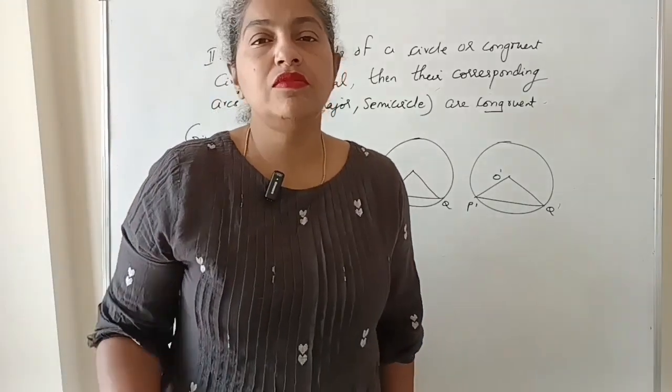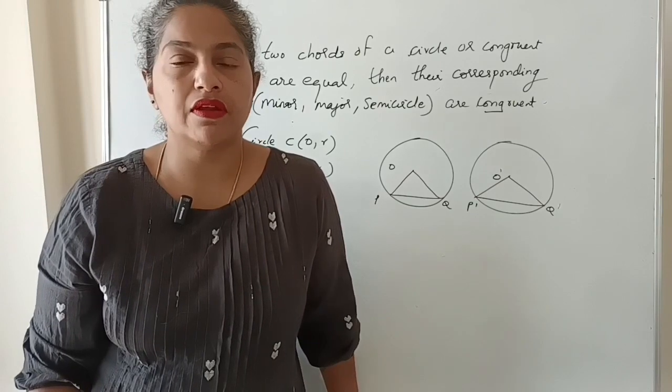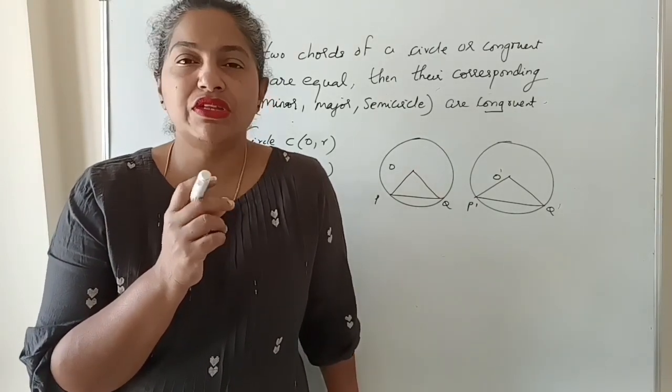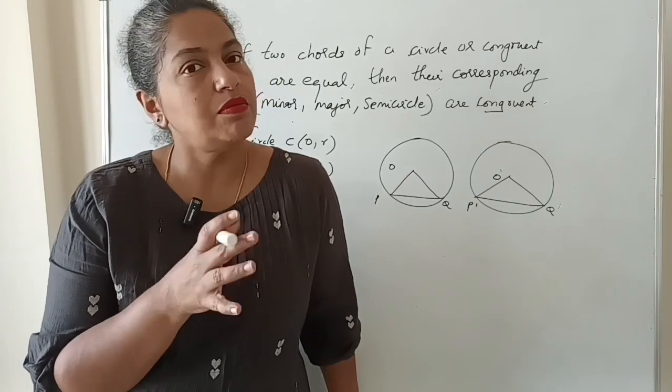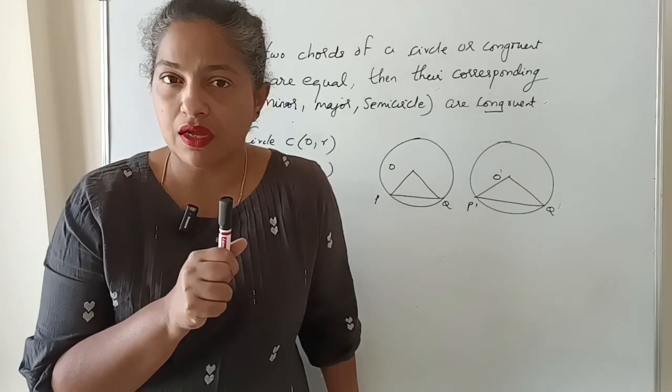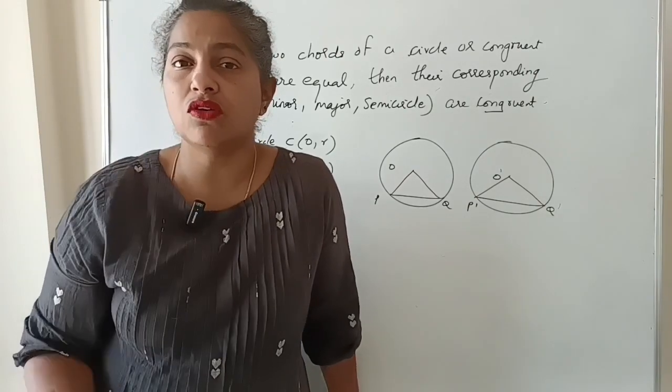This is our second theorem, which is actually the converse of the previous theorem. See, the problem with geometric theorems is basically that every theorem has a converse and that becomes a theorem, and then we have to prove it. So, in the earlier case, we were given two arcs. We needed to prove the corresponding chords were equal.